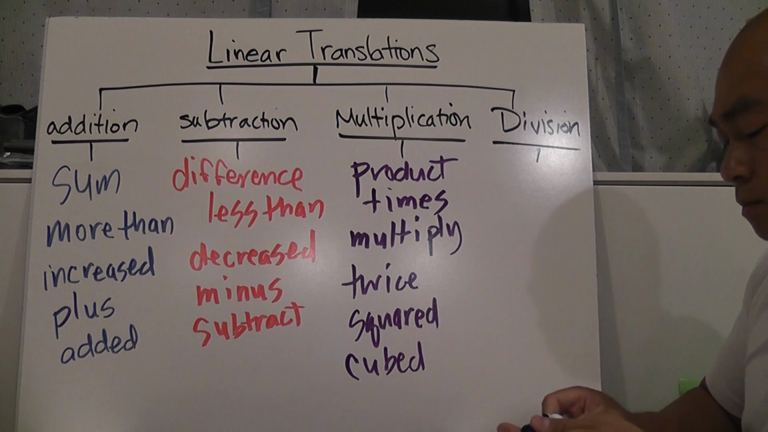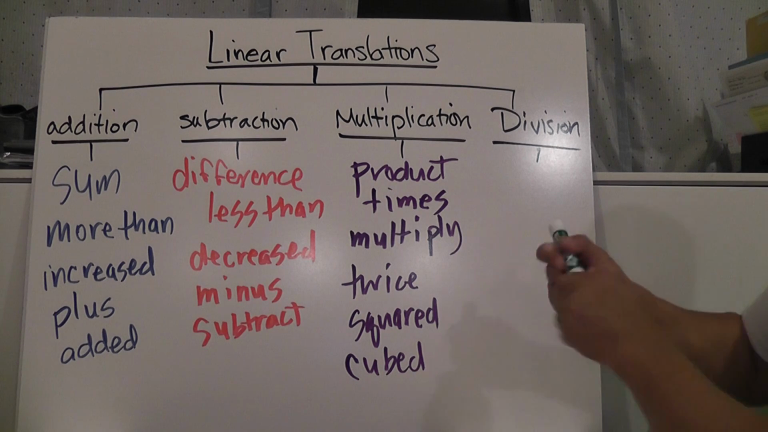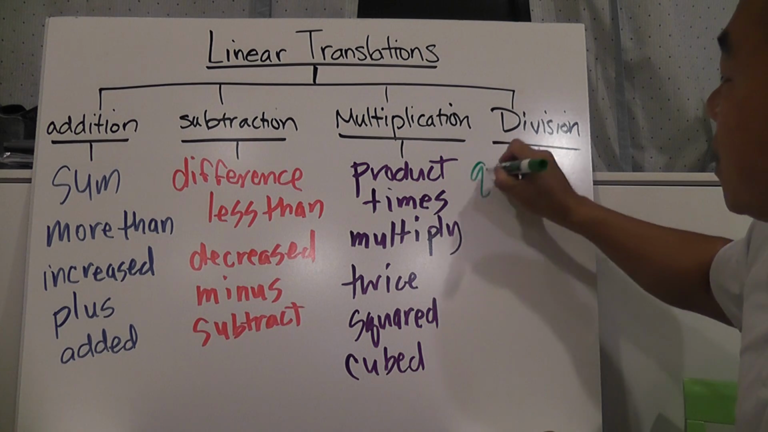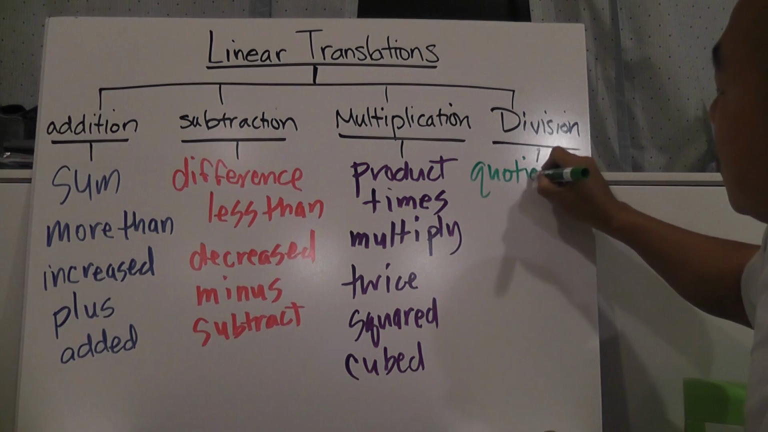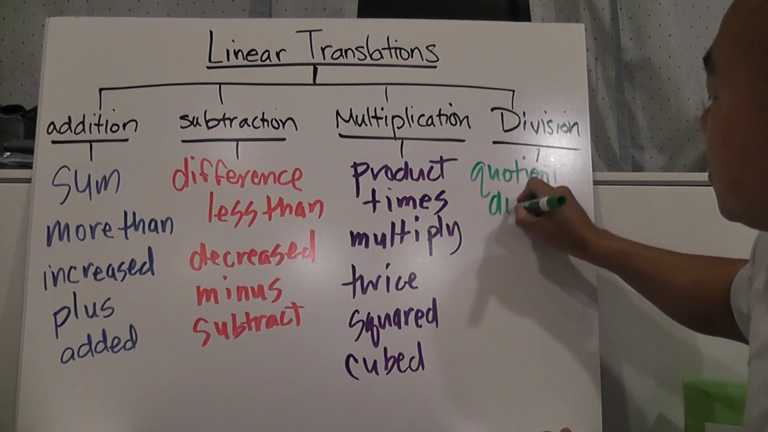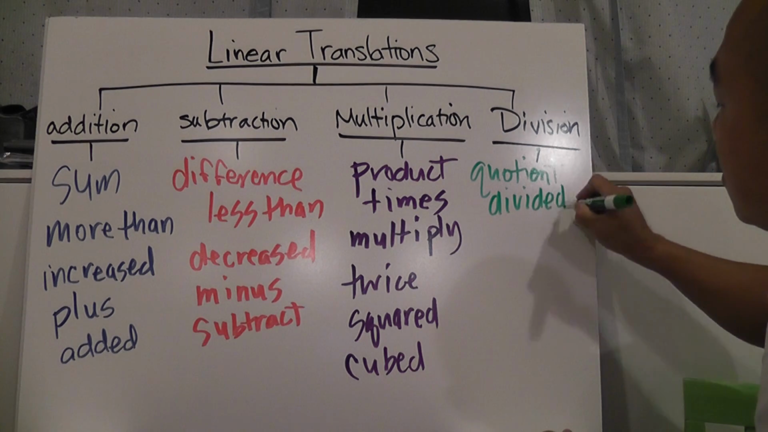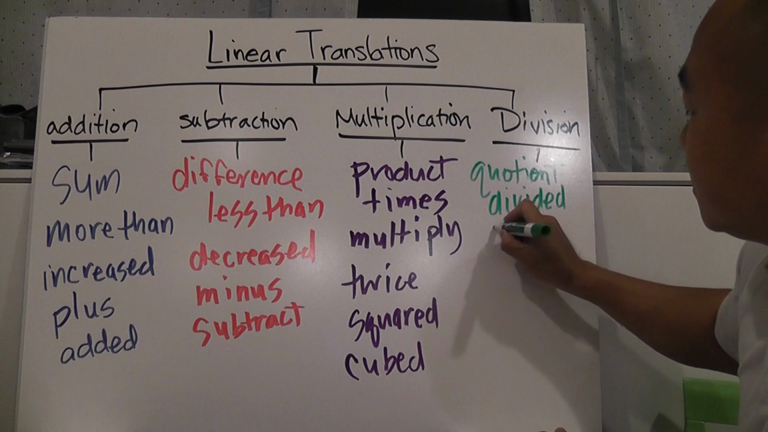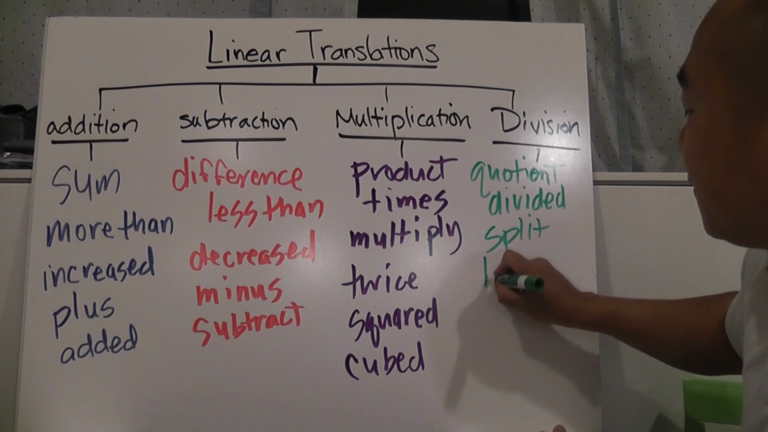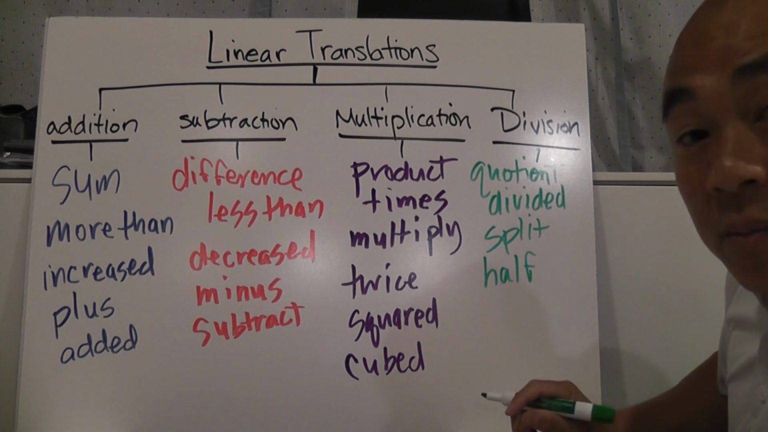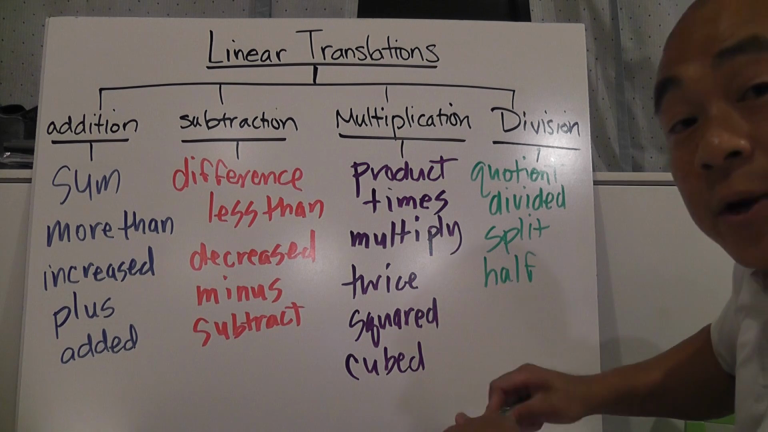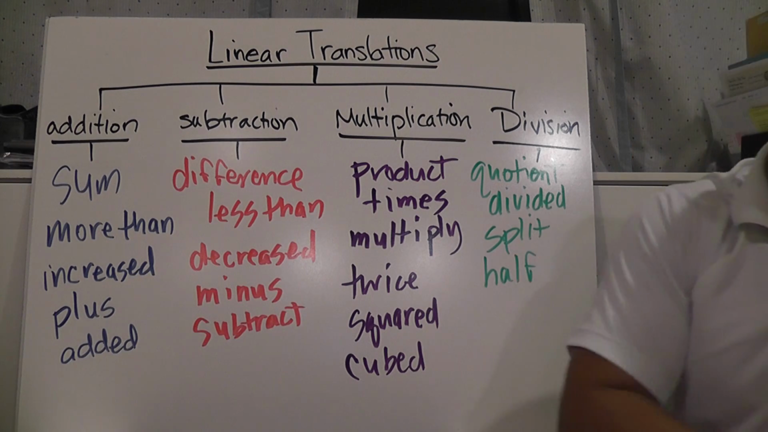Let's go with division. One that a lot of you kind of forgot about. Let's bring it back. Quotient. Divided by. How about the word split? And there are special ones too, like the word half, because that would imply that you're dividing by 2. So these are a couple of phrases that we have here for linear translations. I'm sure that you can think of more.